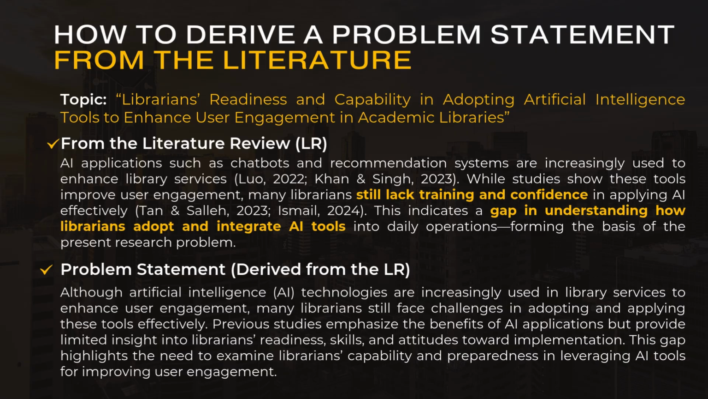Let's now see how a clear research problem can be derived directly from the literature review. When we read earlier studies, we're not just gathering facts, we're also identifying what has not been fully explained or explored. In this example, studies show that AI applications such as chatbots and recommendation systems are increasingly used to enhance library services. Luo, 2022, Khan and Singh, 2023. These tools are proven to improve user engagement and streamline information access.